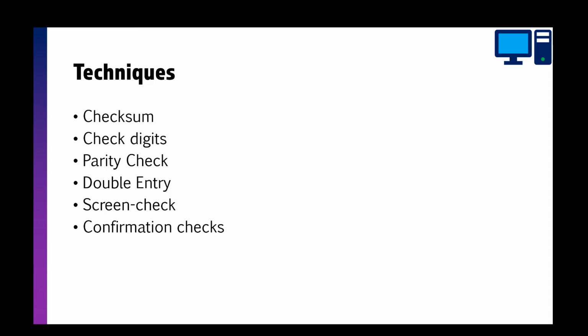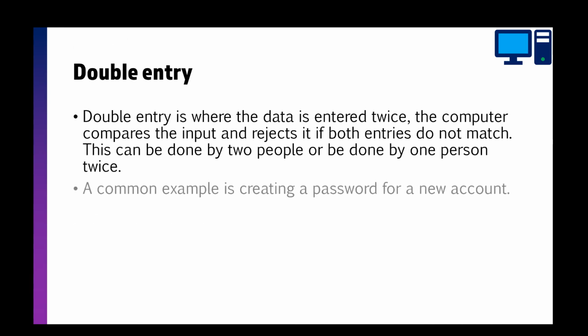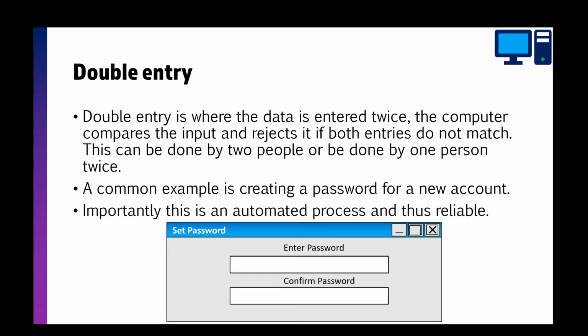Checksum, check digits, and parity check are covered elsewhere, and in my algorithms video, you'll see I've gone through double entry, screen check, and confirmation check. The bottom three are ones that you manually do as a user, and the top three should be done automatically by the computer. Double entry is where we enter the data twice. The computer compares the input, and if it's not the same as the first one, it tells you off and says you can't continue. So when you create a password, it should always ask you to put it in twice.